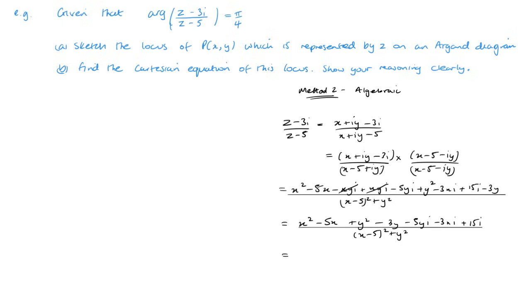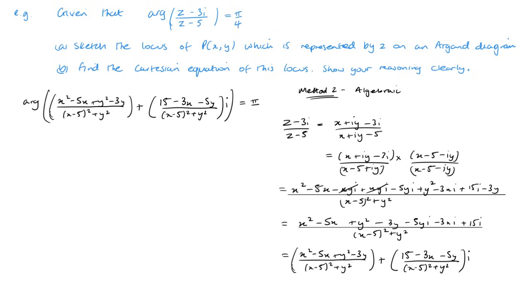So separating out the real and imaginary parts, we've got x squared minus 5x plus y squared minus 3y, and that is over x minus 5 squared plus y squared, plus 15 minus 3x minus 5y multiplied by i over x minus 5 squared plus y squared. So arg of that equals pi by 4.